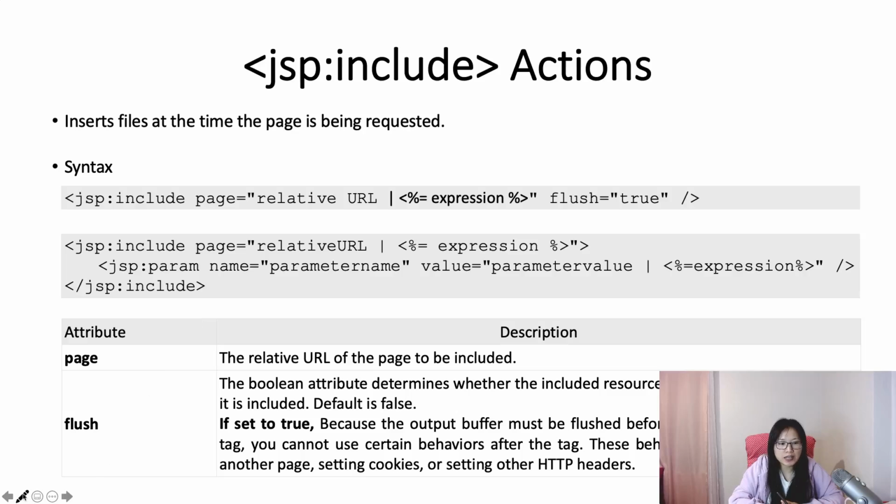The first way is we just include a page, okay? And here we will give a relative URL. This relative URL can be another JSP, can be another static file like HTML, can also be a servlet, which is a URL to a servlet, okay?